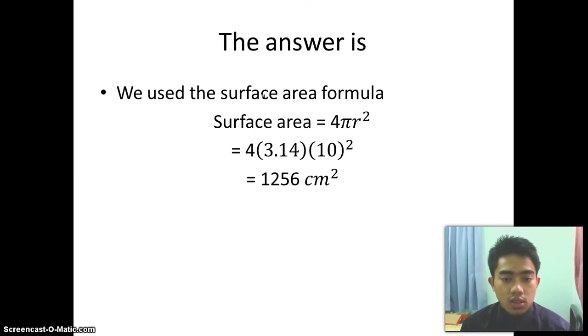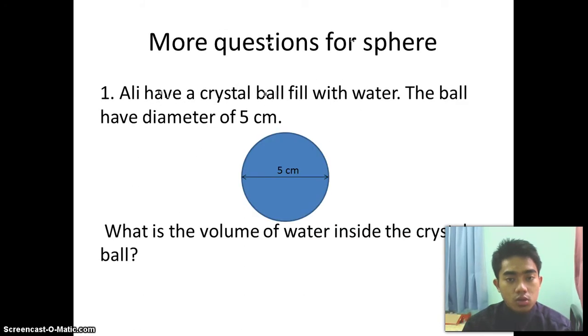So we can get the answer, and the answer is 1256 centimeter square. The surface area has centimeter square for the unit. These are other questions about sphere, so we can try the first question.